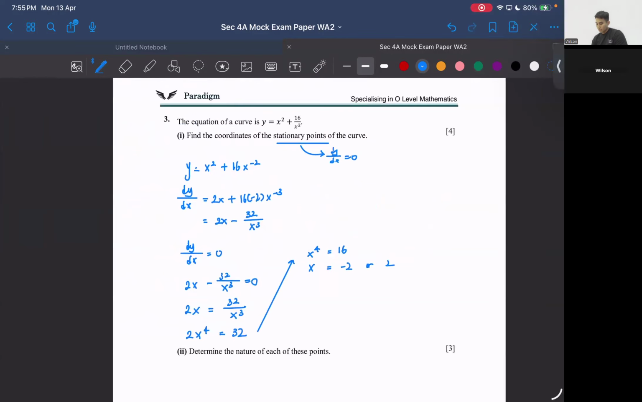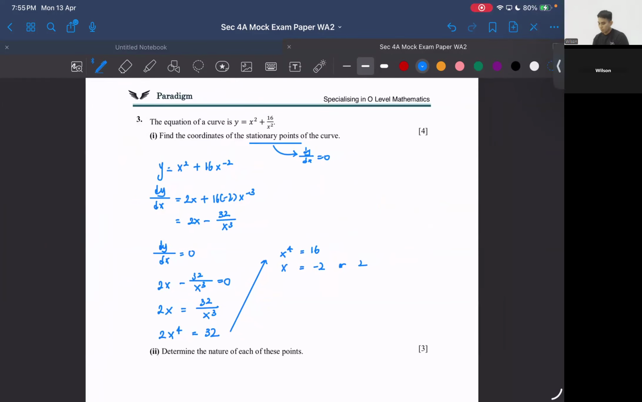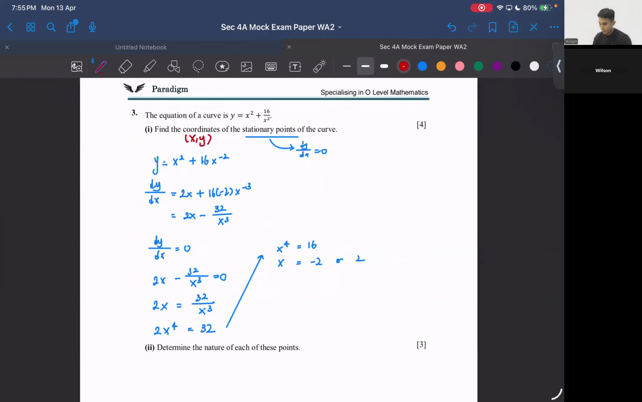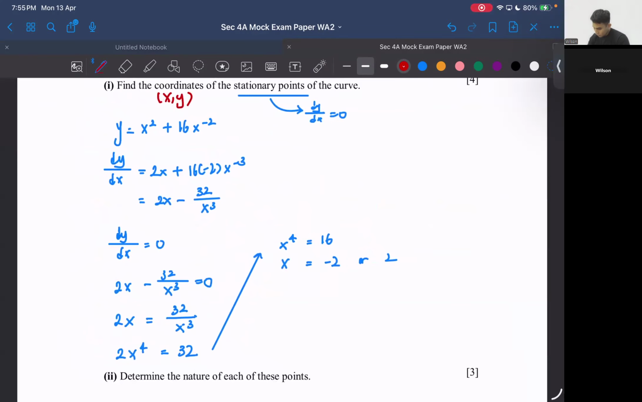Now the question is asking for coordinates, right? So that means I need to have an x and a y. So, when x equals negative 2, my y is negative 2 squared plus 16 times negative 2 to the power of negative 2.